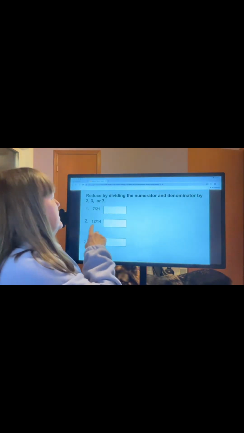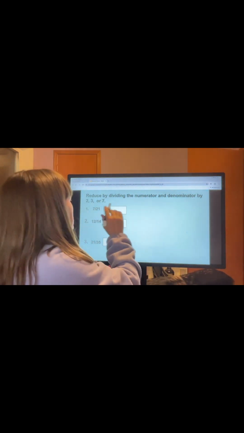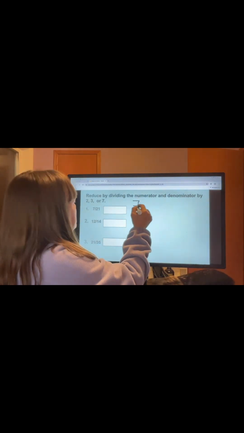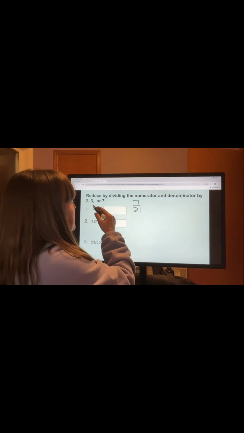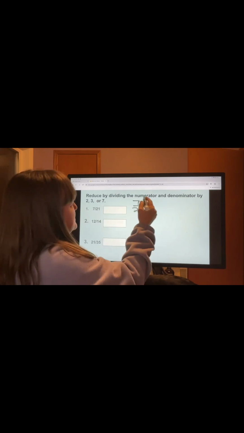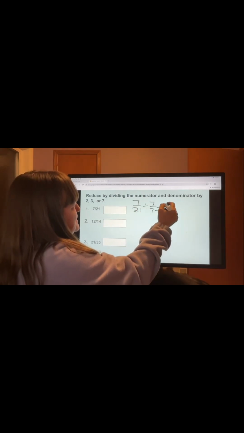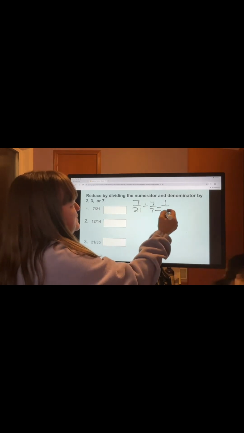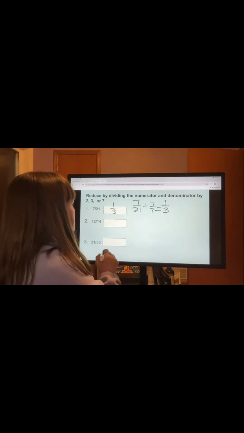Okay, so now they want us to reduce by 2, 3, or 7. Okay, so you have 7 over 21. I know 2 doesn't go into there. I know 3 doesn't go into 7, so it has to be 7. 7 goes into 7 how many times? 1. 7 goes into 21 3 times. So your answer is 1 over 3.